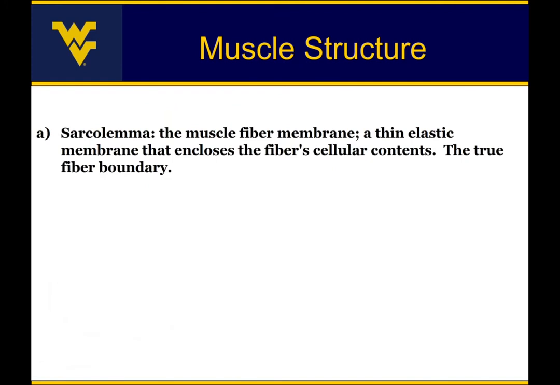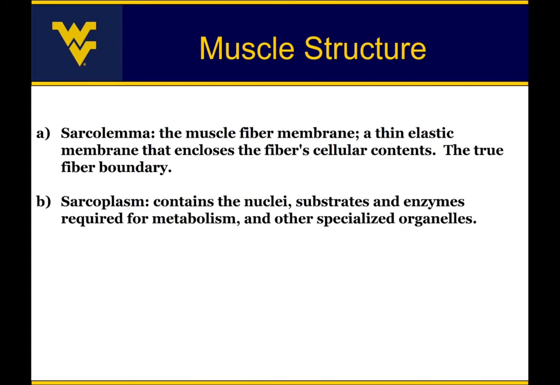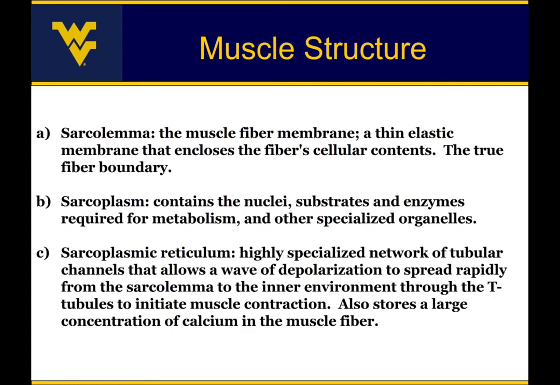The skeletal muscle fiber is wrapped by a membrane called the sarcolemma. This is a thin elastic membrane that encloses the fiber's cellular contents and represents the true fiber boundary. Within the fiber, there is the sarcoplasm. The sarcoplasm contains the nuclei, substrates and enzymes required for metabolism, and other specialized organelles. One of those specialized organelles is the sarcoplasmic reticulum, which is key for regulating muscle contraction.